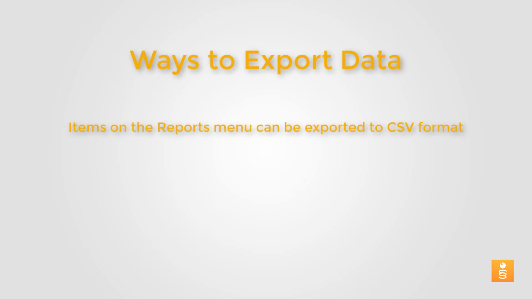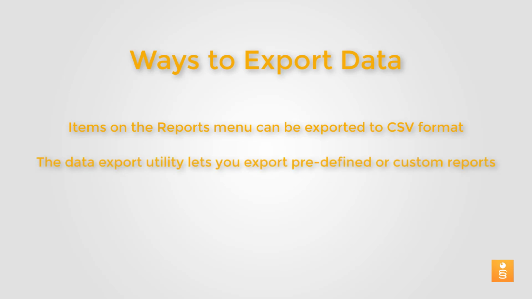The Reports menu of the dashboard features a variety of order and subscription reports, most of which can be exported to CSV format if desired. In addition to these reports, the Data Export utility lets you export additional predefined reporting data and even create custom data exports. Another great way to export data from your FastSpring store is to use the FastSpring API, but for this video we'll focus on export options in the dashboard.